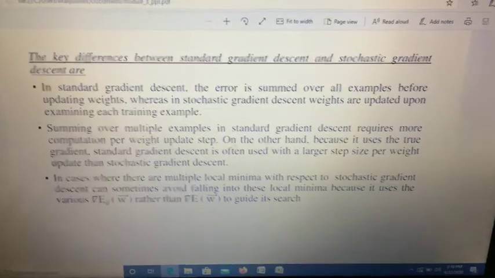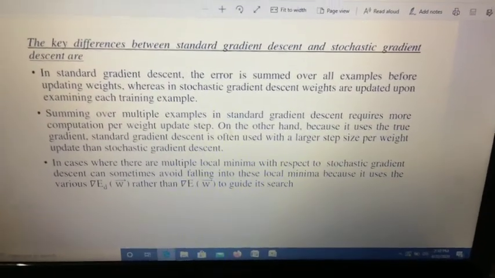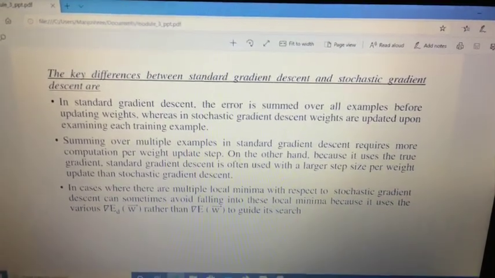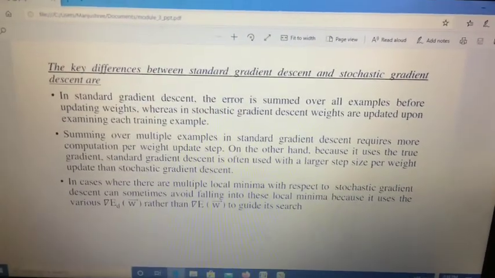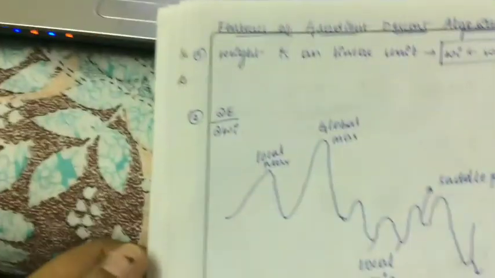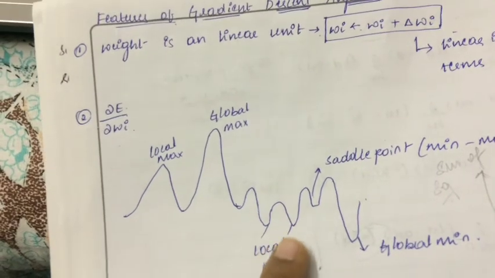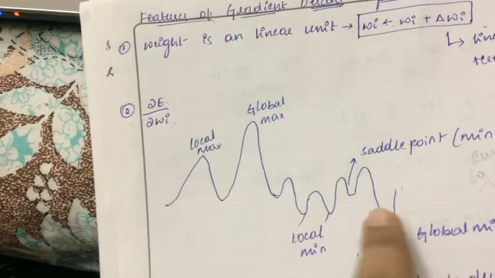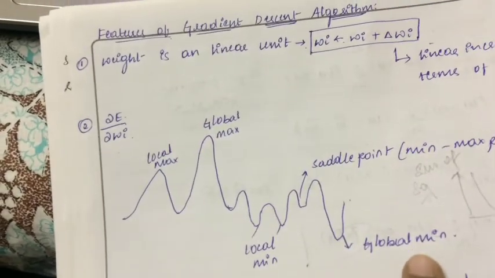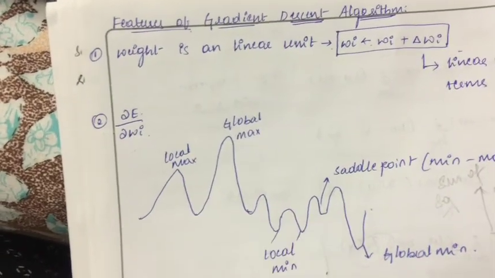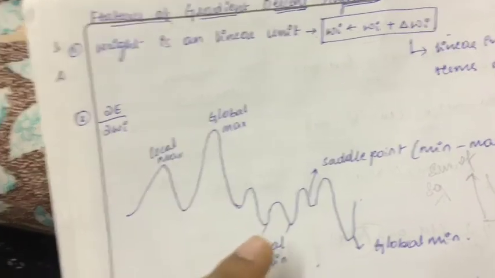The drawback, or the difficulties, of gradient descent that I explained in the previous video: I told you that you can have multiple local minima. A local minimum is a least value of an error. When you have many such local minima, it is very difficult to find the global minimum. This kind of difficulty happens in standard gradient descent.